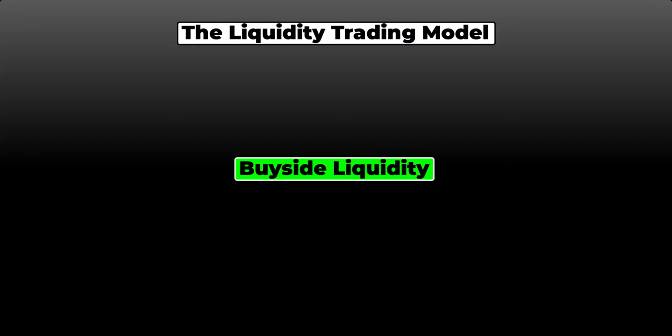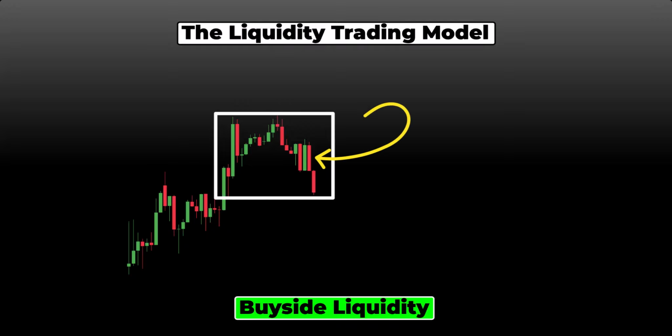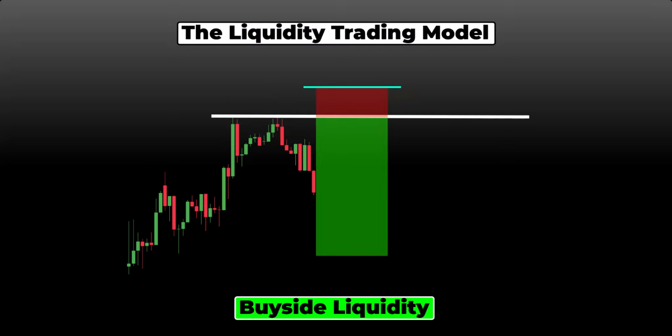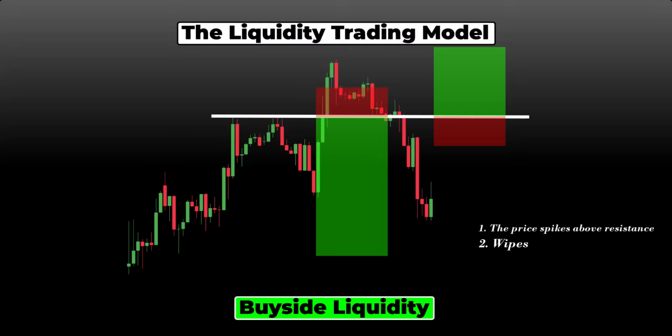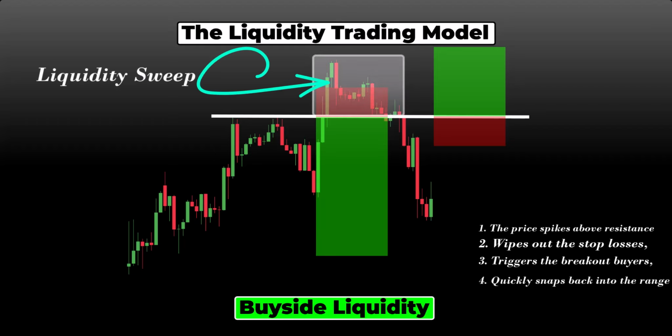Now, let's check out the buy-side liquidity trap. Imagine the market stuck here. You can call it a ranging market. Then you identify the resistance level and start thinking this is the perfect place to go short, placing your stop loss just above it. At the same time, breakout buyers are stacking buy limits above that same level, anticipating a bullish breakout. What happens? The price spikes above resistance, wipes out the stop losses, triggers the breakout buyers, and then quickly snaps back into the range, taking both sides out of the market. That whole move was a liquidity sweep, a textbook buy-side stop hunt in a ranging market.